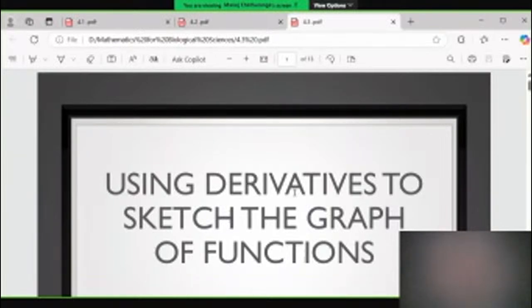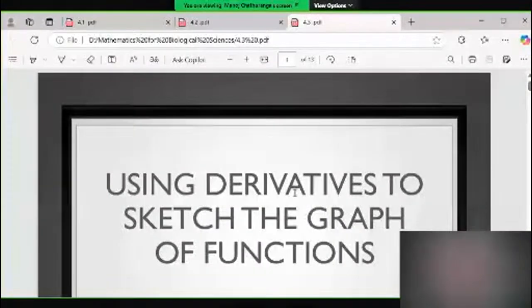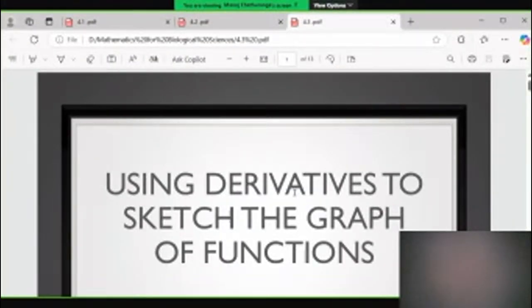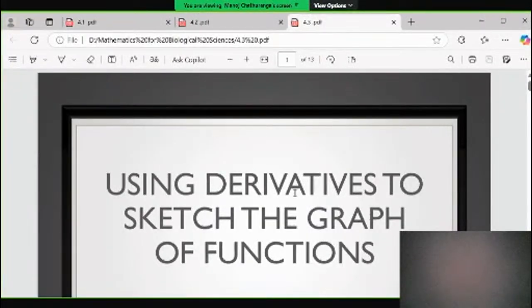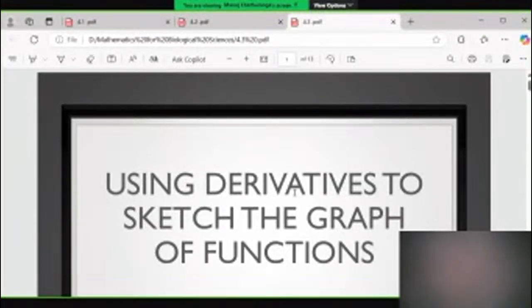But sketching graphs is a really important application of derivatives. Graphs are everywhere. Functions are everywhere. Every time you come up with some equation, that is the relationship between two or more quantities. When it has only two quantities, we can draw a graph.